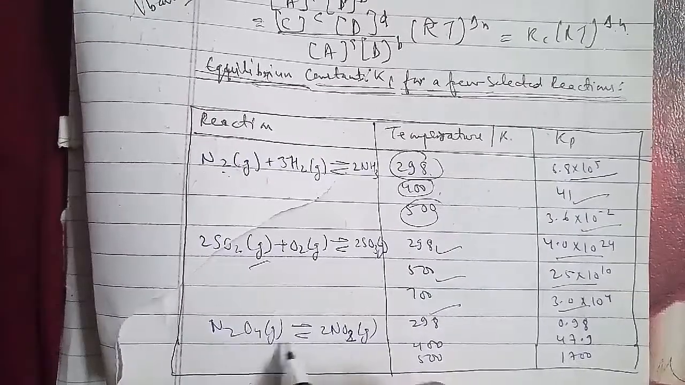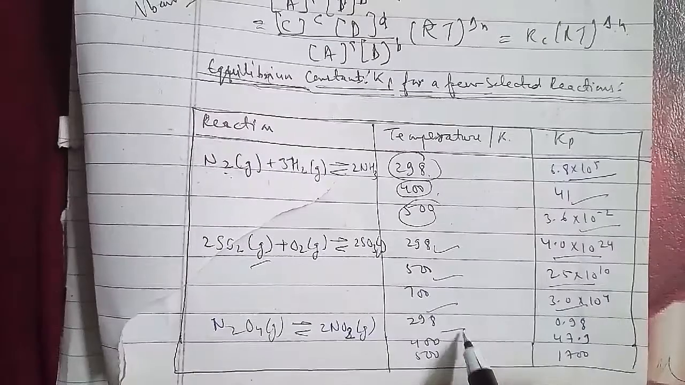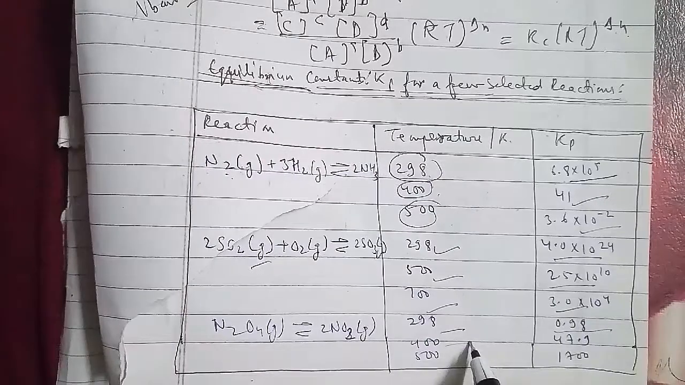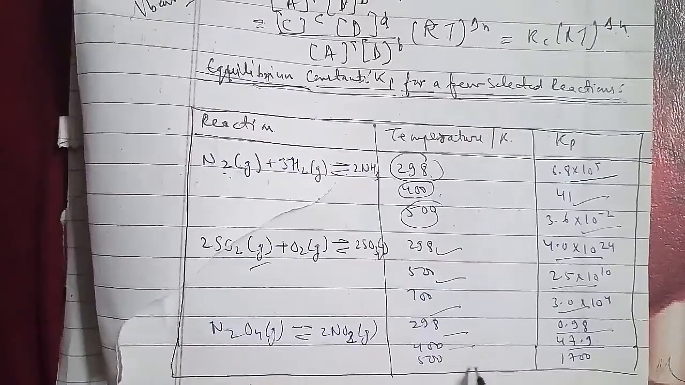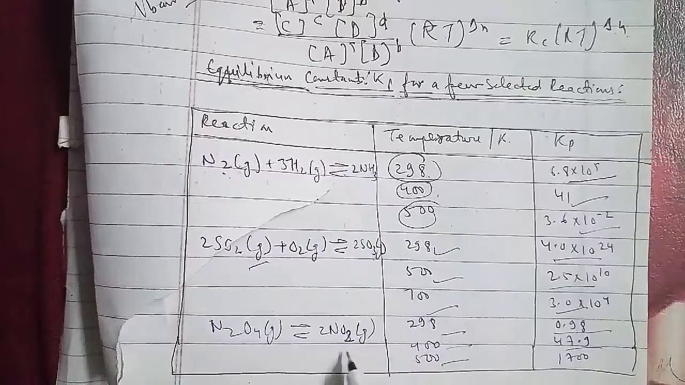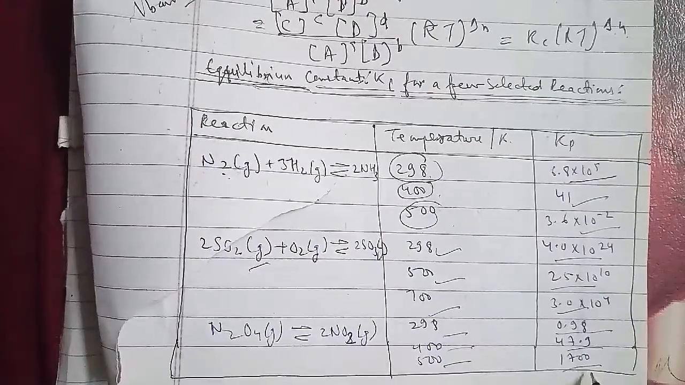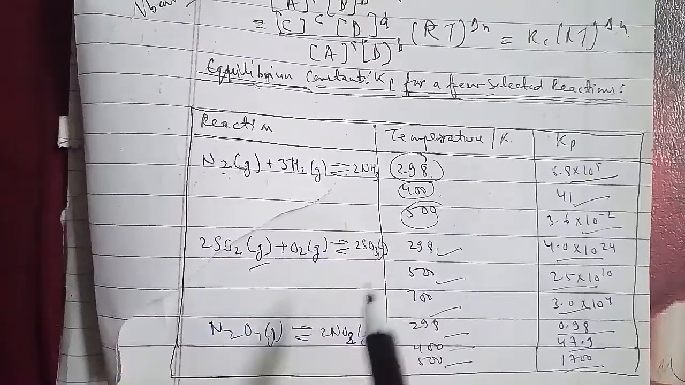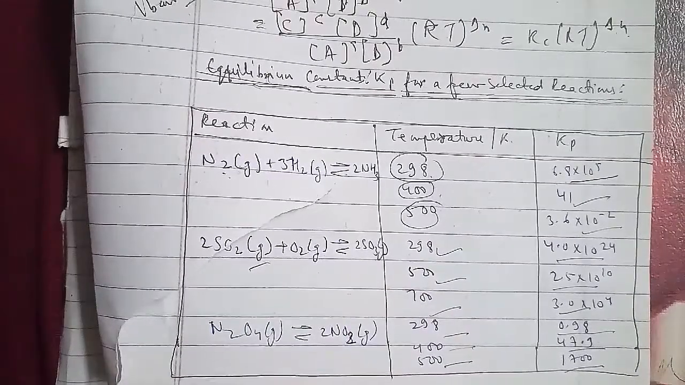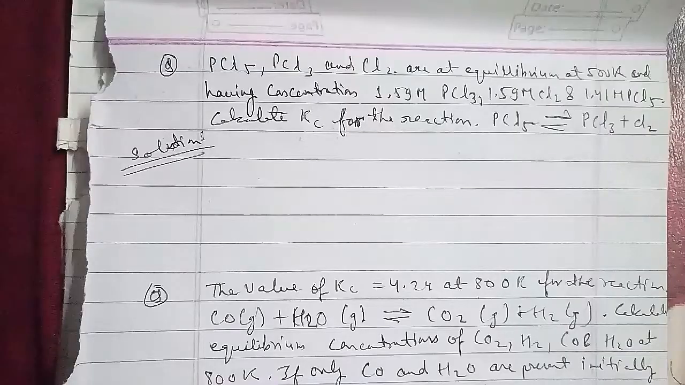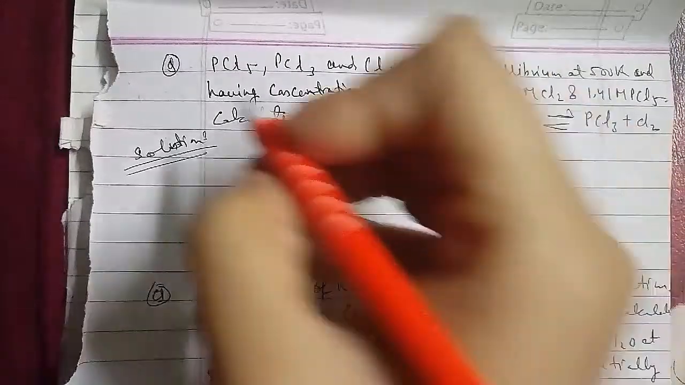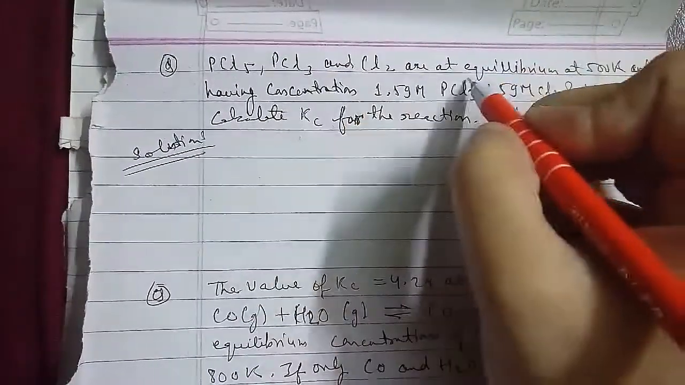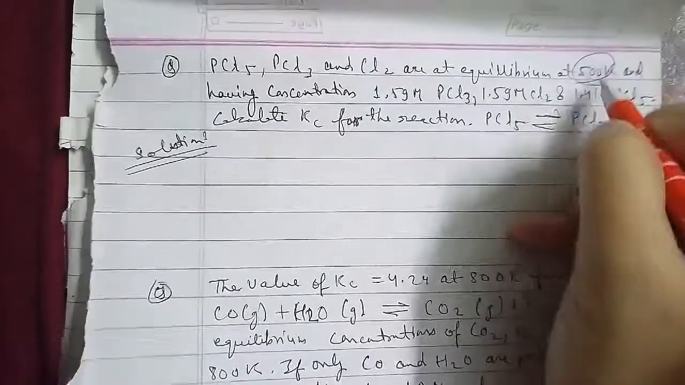Now moving ahead with another one, and then we'll discuss some of the questions related to this topic only. So here we have a question: PCl5, PCl3 and Cl2 are at equilibrium at 500 Kelvin and have concentrations of 1.59 M PCl3, 1.59 M Cl2, and 1.41 M PCl5. Calculate Kc for the reaction PCl5 gives PCl3 plus Cl2, and the same for the vice versa, PCl3 plus Cl2 gives you PCl5 here.